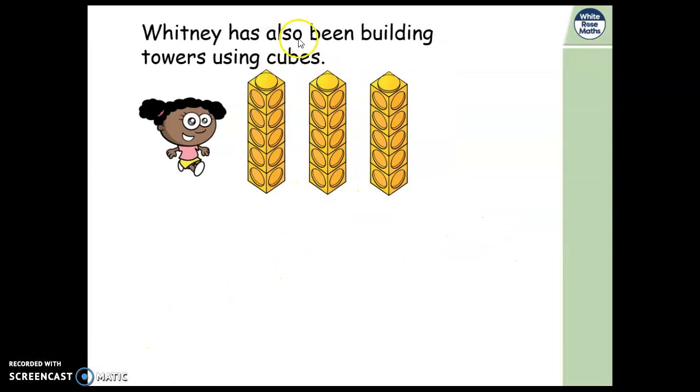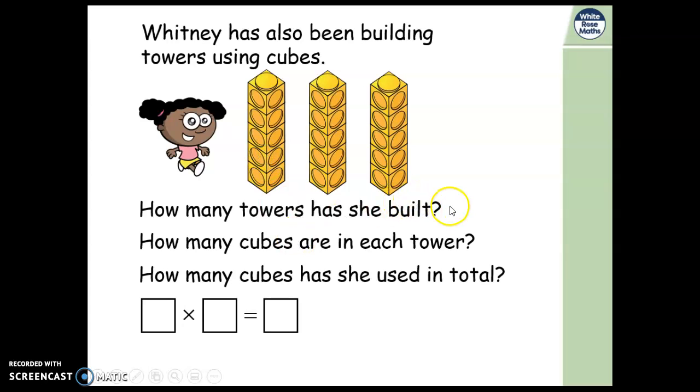Surprise, surprise, Whitney has also been building towers using cubes. Okay, so we've got different groups now, but we know that because we're looking at the 5 times table, this should be a group of 5. So how many towers has she built? 1, 2, 3.